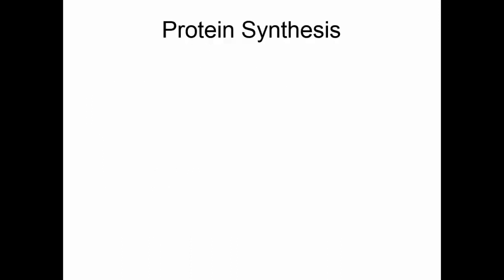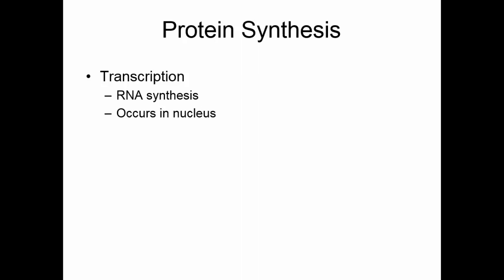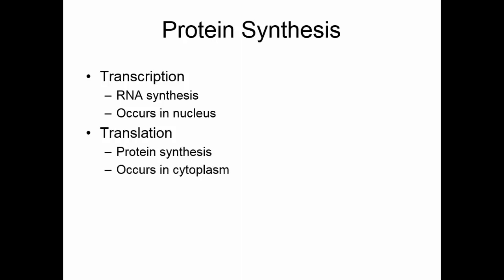There are basically 2 steps to protein synthesis. The first is transcription. This is when we make our copy of RNA. We make our messenger RNA. And this occurs in the nucleus because that's where the DNA is. Then we have the translation step. This is the actual protein synthesis, and it occurs in the cytoplasm.